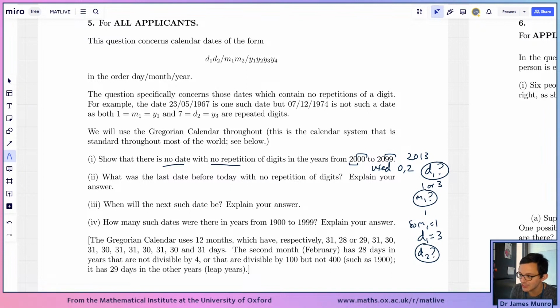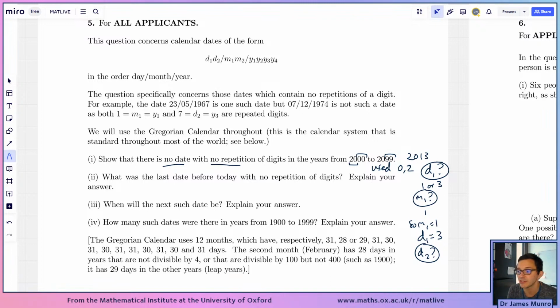So thinking about D2, well, we're in the 30s in a month, and at this point I've used 0, 1, 2, and 3. So what is it? The 34th of June? No, it's nothing like that because there aren't enough days in a month. D2 is actually quite restrictive. If D1 is 3, then D2 can only be 0 or 1. So nonsense, doesn't work.